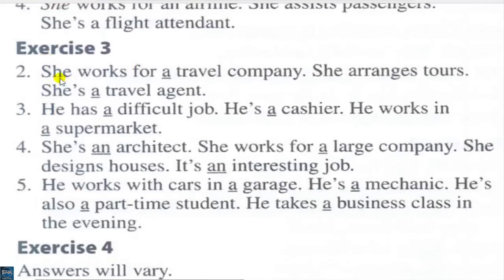Exercise 3. Number 2. She works for a travel company. She arranges tours. She's a travel agent. 3. He has a difficult job. He's a cashier. He works in a supermarket.